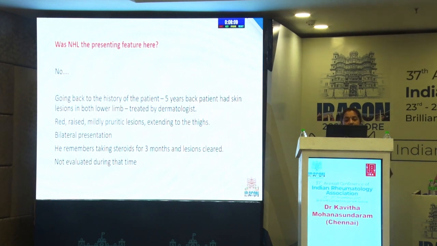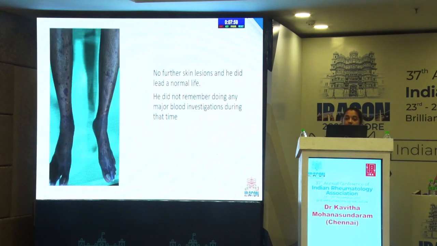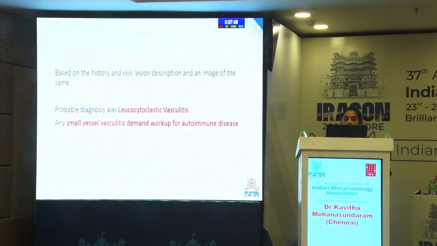Red rashes, mildly purpuric lesions. He remembers it extending up to the thighs bilaterally, and he remembers taking a steroid for 3 months, and he was not evaluated during that time. It responded pretty well. This was one of the pictures we had, which we showed to him, asking whether it looked like this, and he did not remember any major investigations. Based on the history and skin lesions, we think in terms of leukocytoclastic vasculitis.